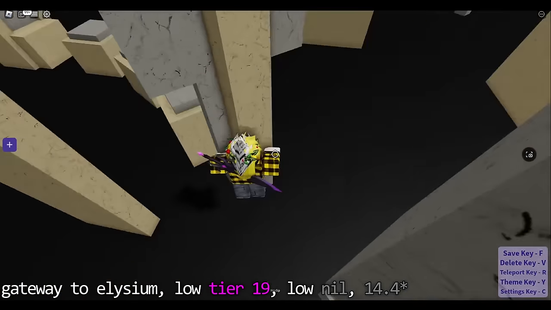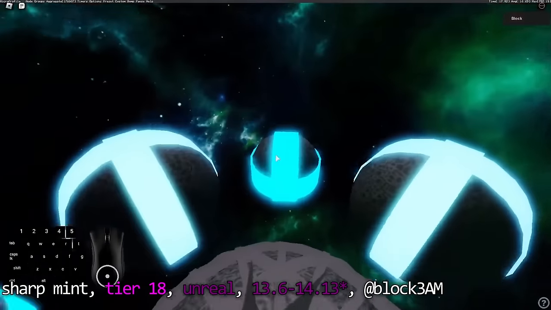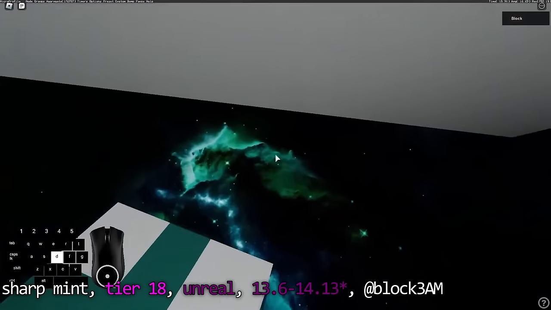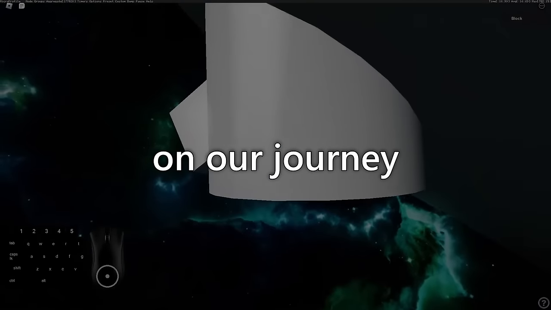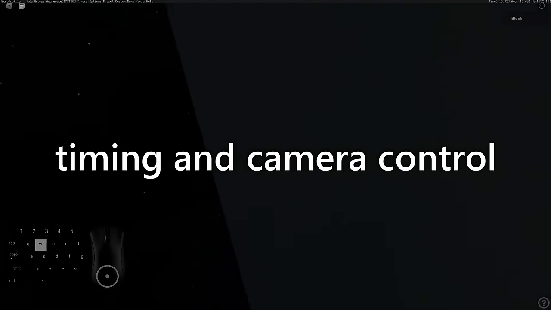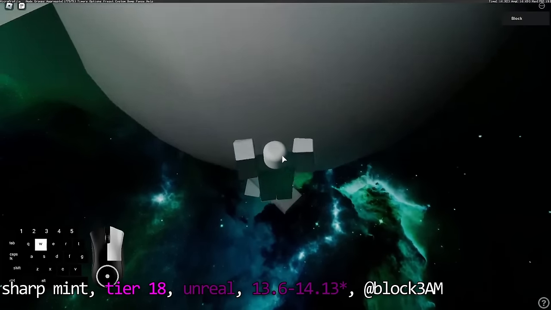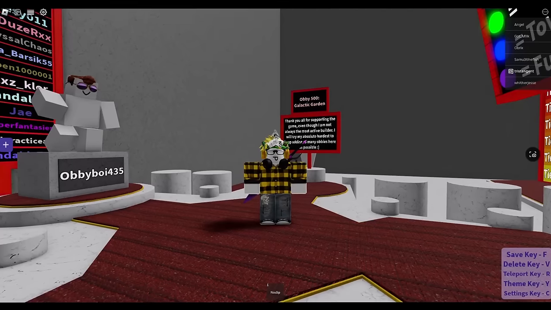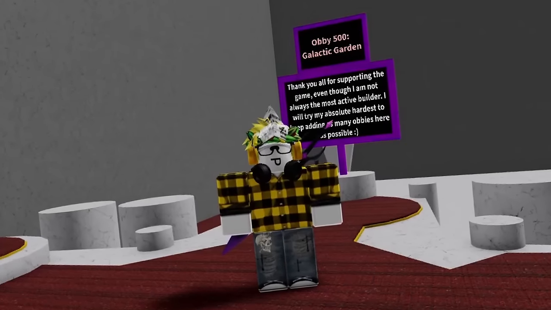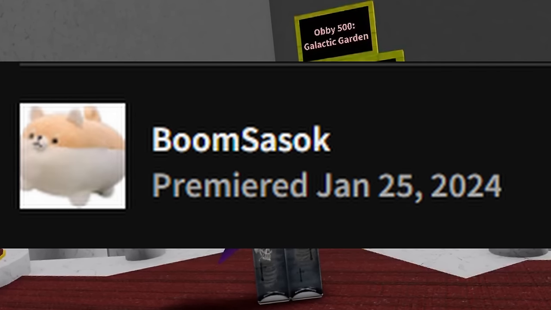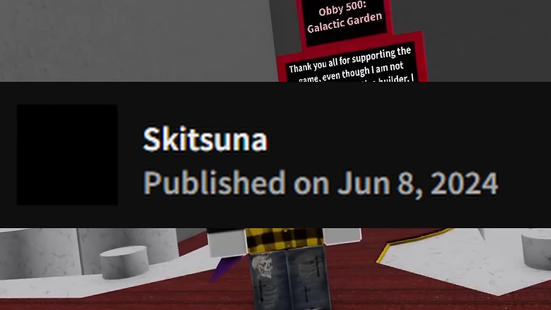So far, the hardest obby that isn't a tower that has officially been beaten is called Sharp Mint. It's a tier 18, and is basically Mint Skies, but without the checkpoints. By this point on our journey, even with near frame perfect timing and camera control, the amount of luck required to even beat these obbies is just absolutely unbelievable. Impossible for me to do, and for everyone apart from the rare few that can, such as somebody named Boom Sasok or another person named Skitsuna, both of whom are the top obbyists in the community right now.